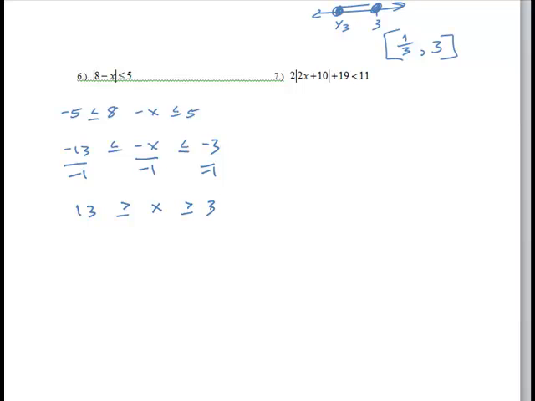So at this point, we have solved the compound inequality. Graph it, and write this answer in interval notation.